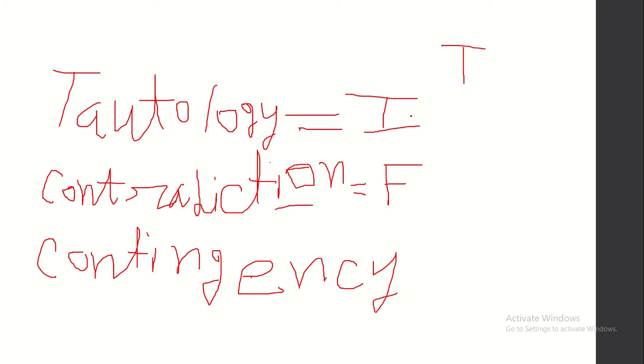Look, we said that tautology is when all the outputs are true, and contradiction is when all the outputs are false. But there will be some cases where the outputs are not all true or all false. That means the outputs are a mixture of true and false. That means both true and false are there as output. Those cases or those propositions are known as contingency.